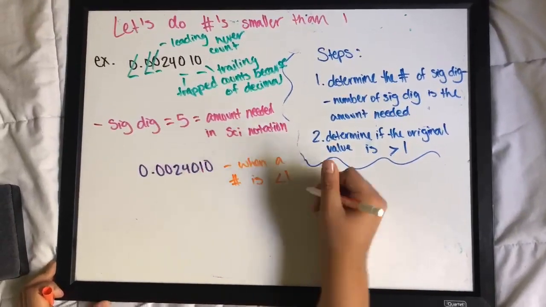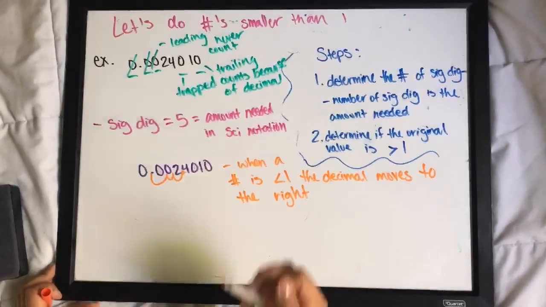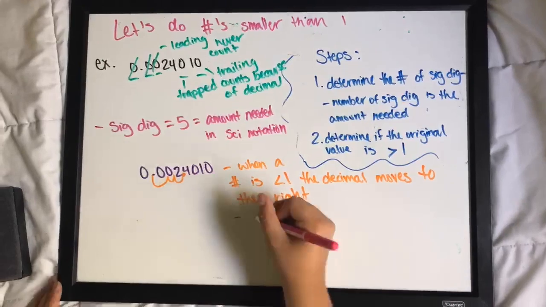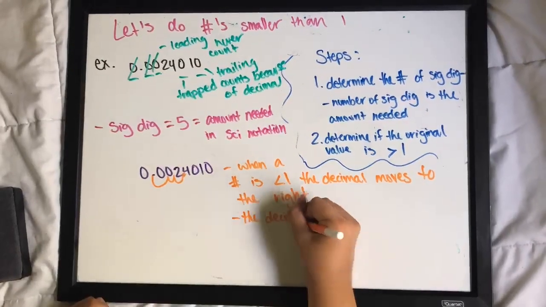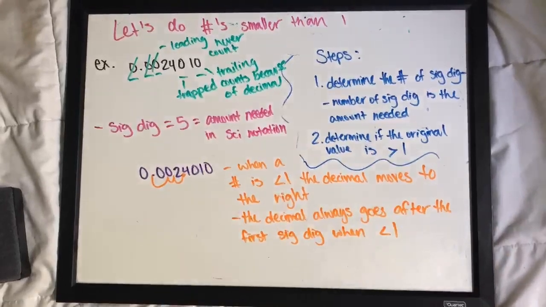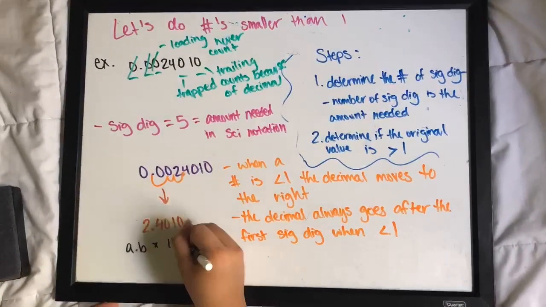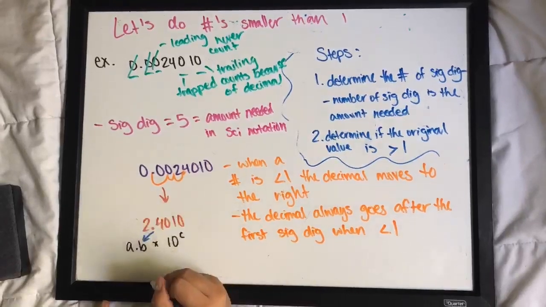Now rewriting the problem, when a number is smaller than 1, the decimal moves to the right. So we're going to jump to the right. And when we jump to the right, it has to be between 2 and 4. The decimal always goes after the first significant digit when less than 1. So now our answer is 2.4010.